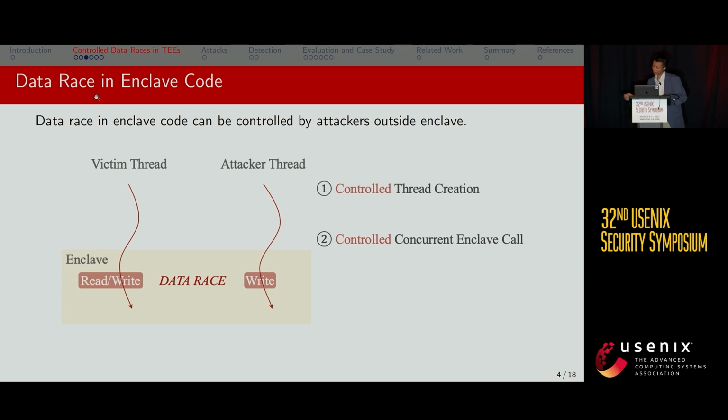The second step is the controlled concurrent enclave call. After the malicious attacker creates the malicious thread, he can make an enclave call and enter into the enclave. The third step is a controlled synchronization point. When we try to race to the synchronization point, we can send interrupts or page faults so that they can reach the exact point. This makes the data race in the enclave deterministic.